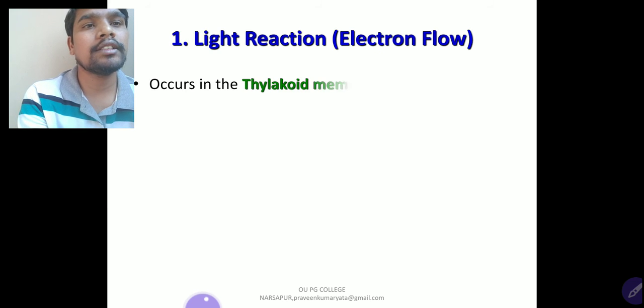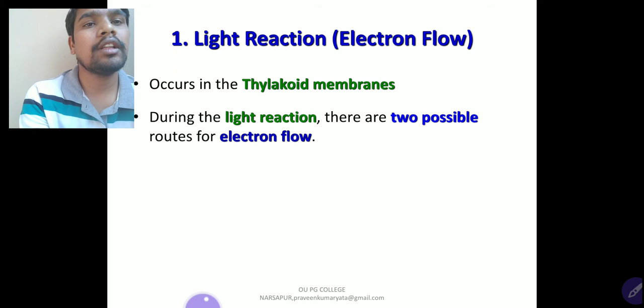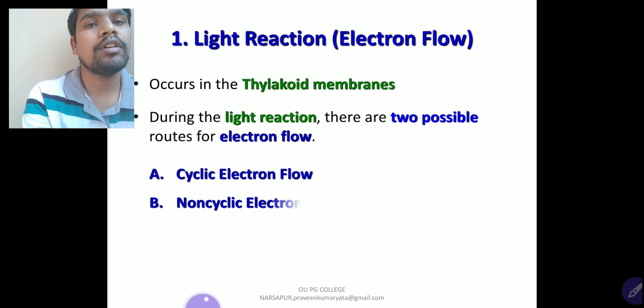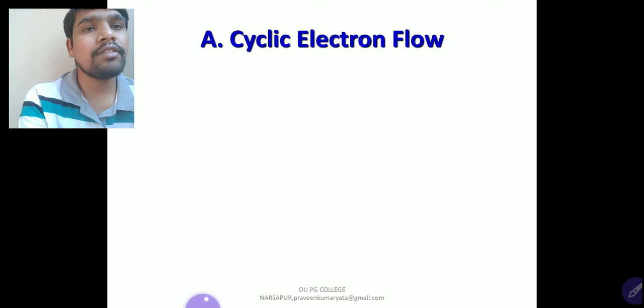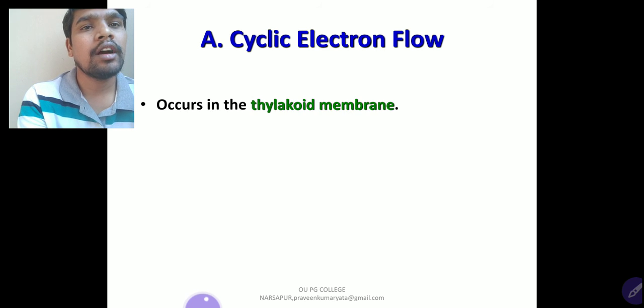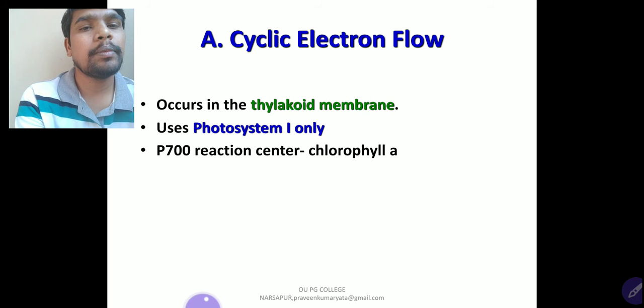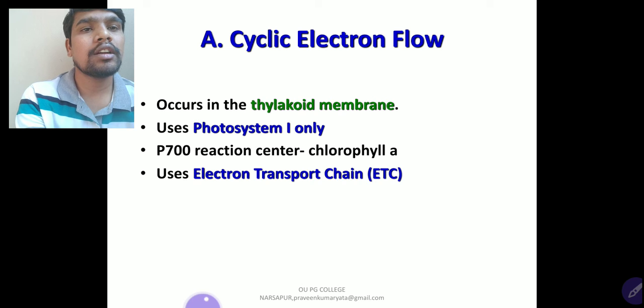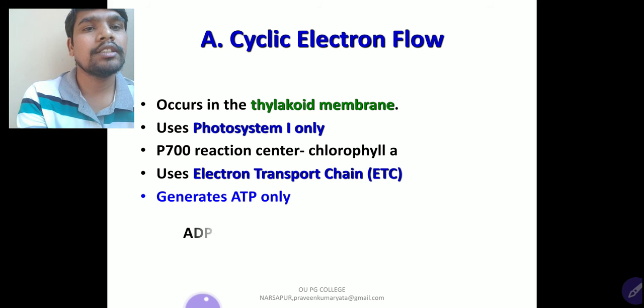Light reactions, electron flow occurs in the thylakoid membrane. During the light reaction, there are two possible routes of the electron flow: one is the cyclic electron flow and the other is non-cyclic electron flow. First of all, we see the cyclic electron flow, which occurs in the thylakoid membrane. It uses photosystem 1 only. P700 reaction center, chlorophyll A, uses the electron transport chain, that is ETC, and generates ATP only. ADP plus phosphate gives rise to ATP.